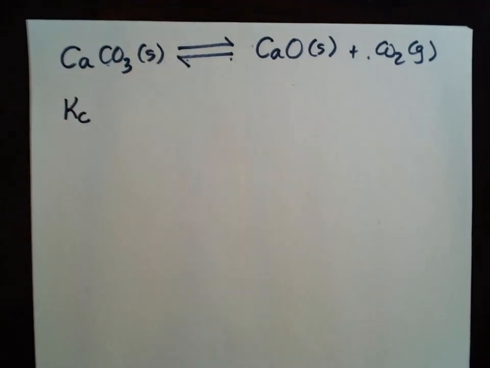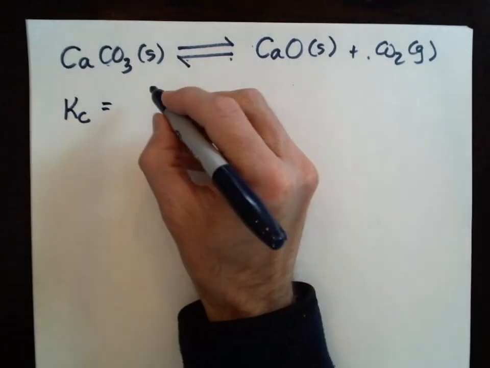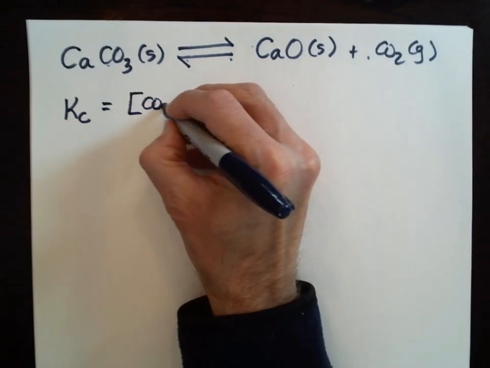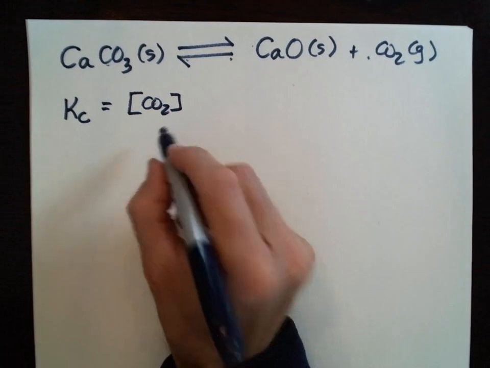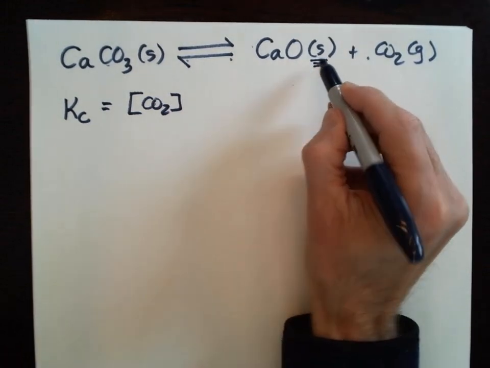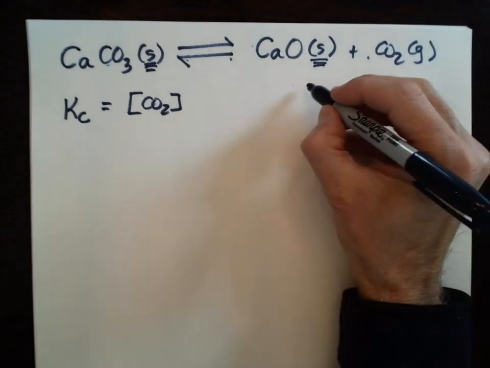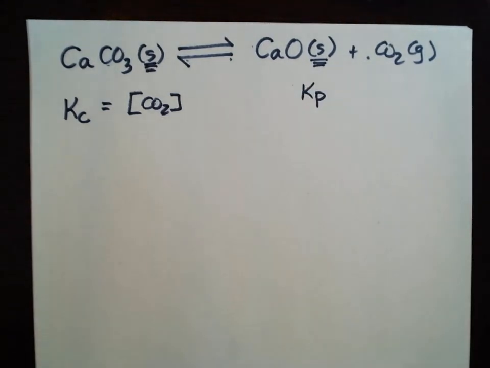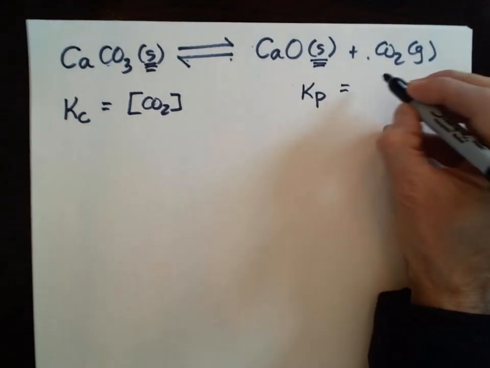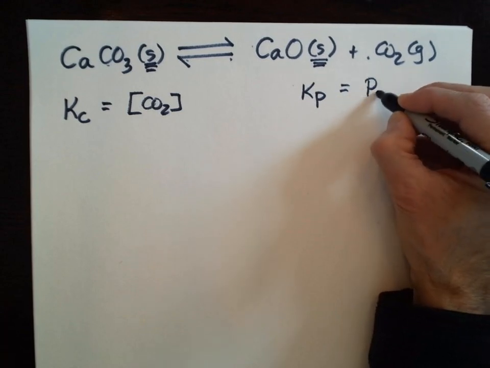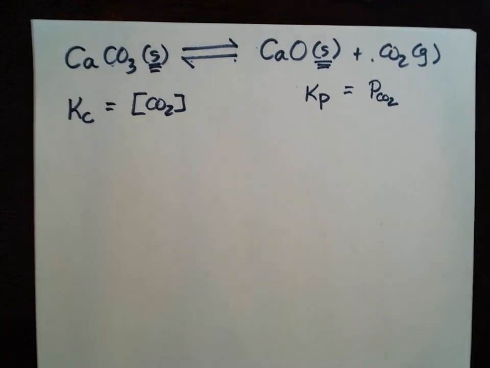Well, Kc for this particular reaction, that's going to be the concentration of carbon dioxide, and that's it. We don't include solids in the equilibrium constant expression. Kp for this particular reaction would be equal to the pressure of carbon dioxide, and that's it. There's nothing else that we include in this particular chemical reaction.